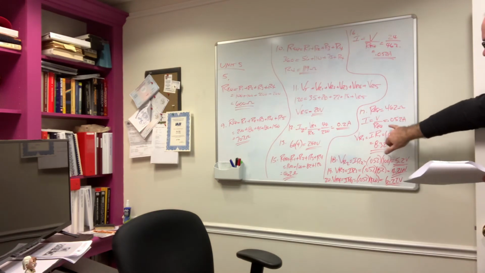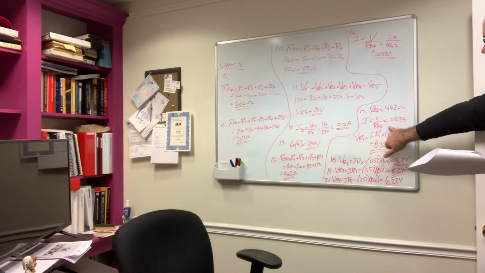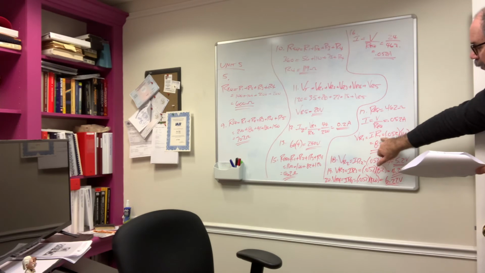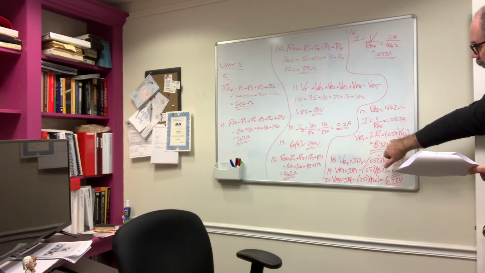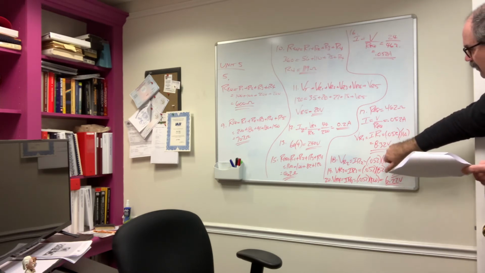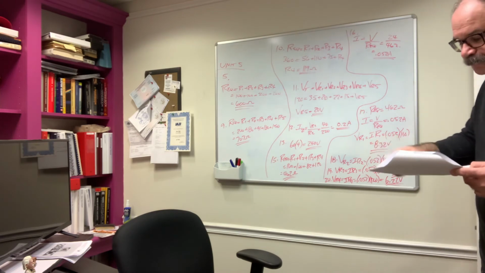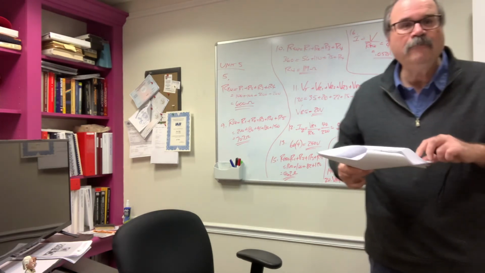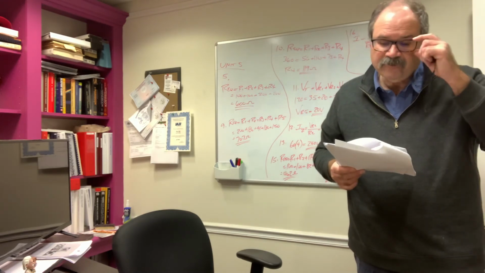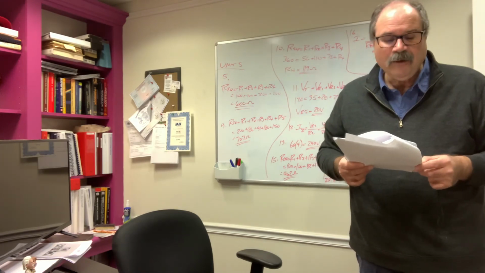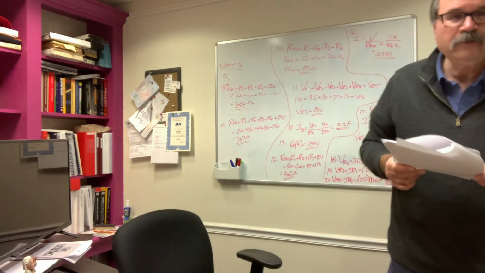In this example, we know the current is 0.052 amps. We calculated that already, so we simply have to use Ohm's law and solve for the voltage drop across R1. So VR1 is going to be equal to the current multiplied by R1. Plug the numbers in. 0.052 multiplied by 160 is going to give us a voltage drop across that resistor of 8.32 volts.